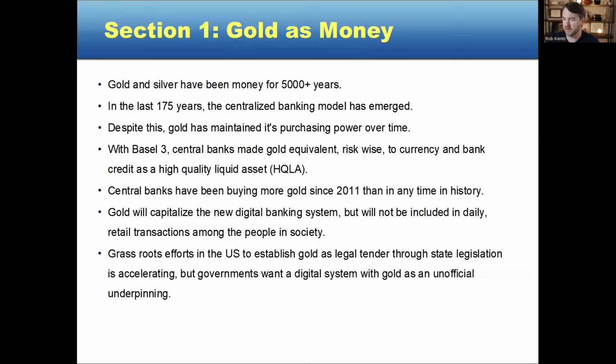Grassroots effort in the U.S. to establish gold as legal tender through state legislation is accelerating, but governments want a digital system with gold as an official underpinning. I personally think that there's going to be a battle in the United States between states and people's rights and the federal level, between commodity money and fiat money and the new digital currencies. But that also is a subject for another video, but I wanted to throw that in there as well, just as a point in case you haven't considered it or haven't heard it.